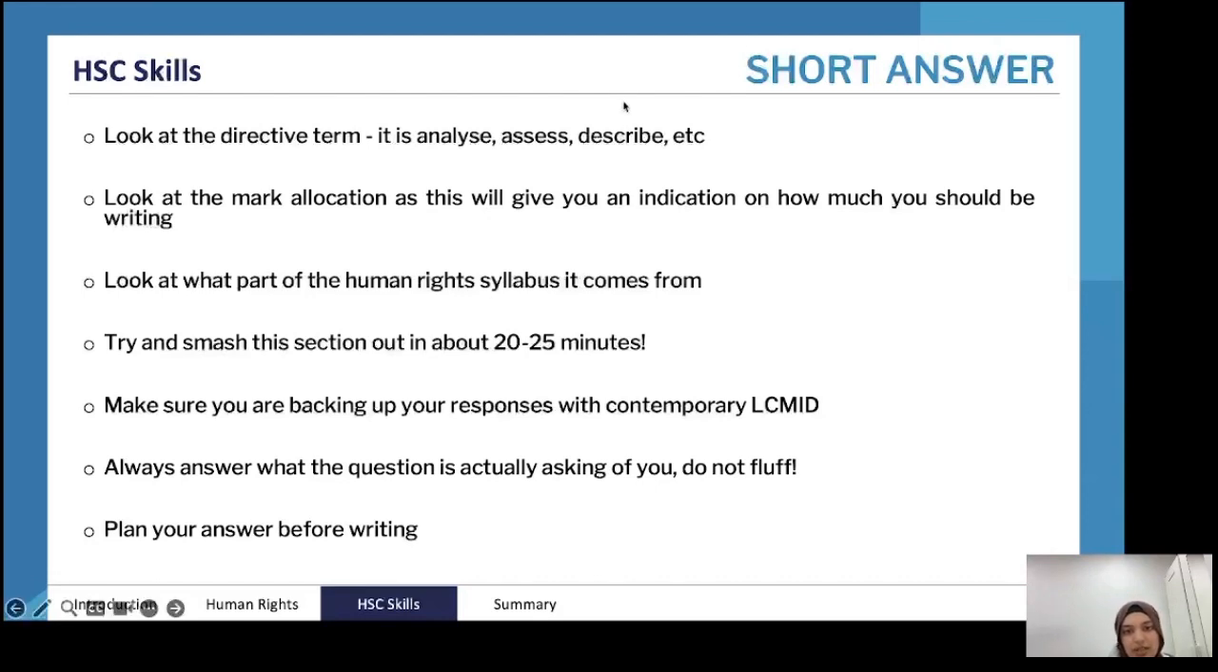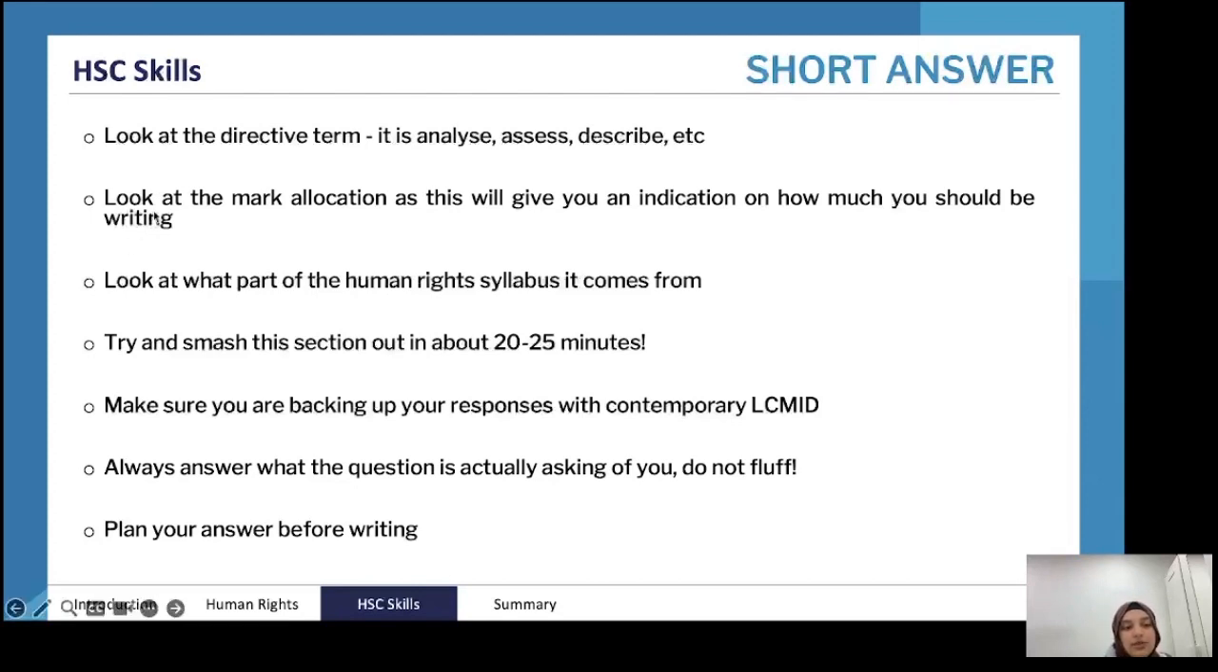So for example, if it's describe, then you're looking at the characteristics and the features of a certain thing. Okay? If it is explain, we know that it's cause and effect, for example, right? So it's really important to be able to look at the directive term and then be able to understand what it's actually asking you to do.